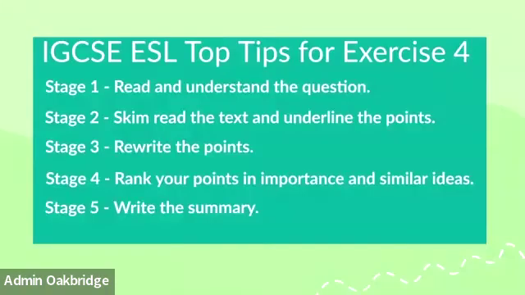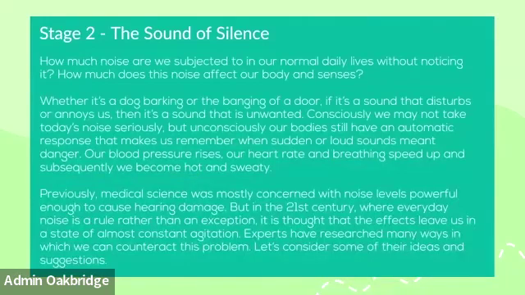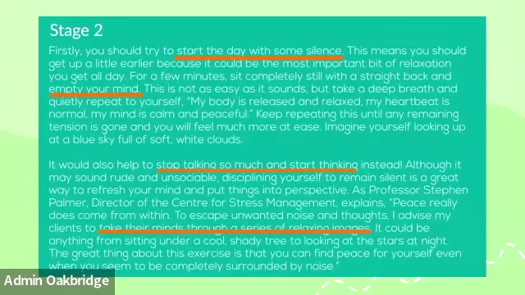For example, you see stage 1. Read the following article about the increasing problem of noise in our society. Write a summary about what we can do to reduce the stress caused by noise. So your topic here is you have to write about what people can do to reduce the stress caused by noise. This is stage 1, you understand the question first. Second, you have to skim through the paragraph. Once you skim through, you also need to underline the points as you're reading. What is the point related to the topic that they ask you to write about? You have to underline your points like this.